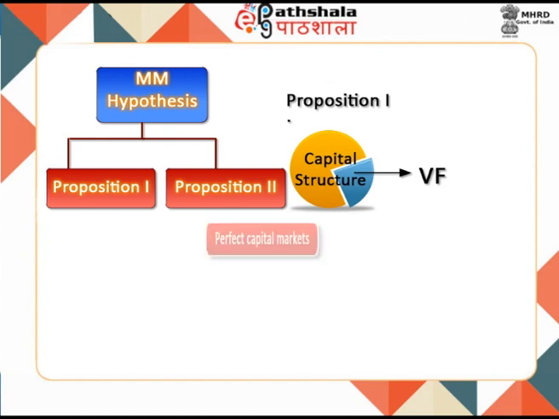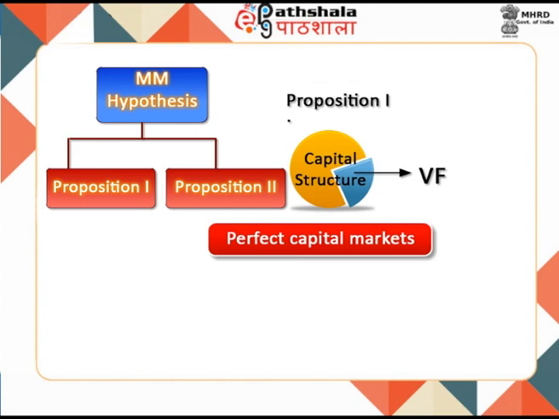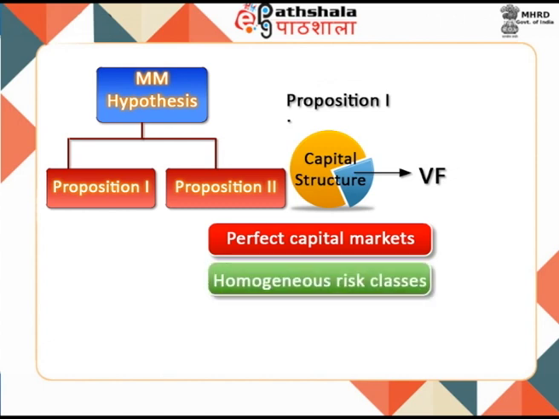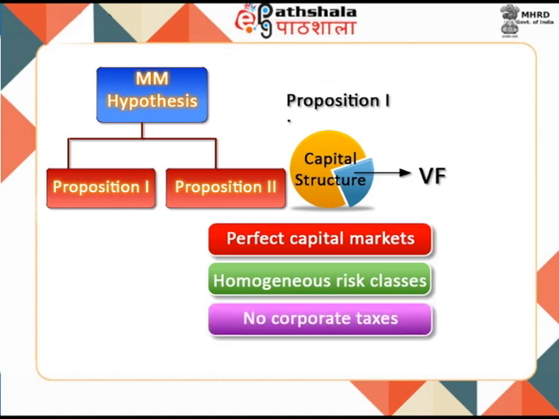First assumption is perfect capital markets, whereby investors can freely buy or sell securities, borrow without any restriction as firms, behave rationally, and transaction cost doesn't exist. Second assumption is that firms from the same industry also have homogeneous risk classes. Third assumption is there are no corporate taxes, thus there is no tax saving for the firm on interest payment of debt. And lastly, dividend payout ratio is 100%.